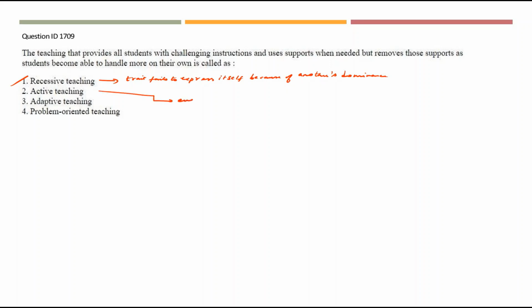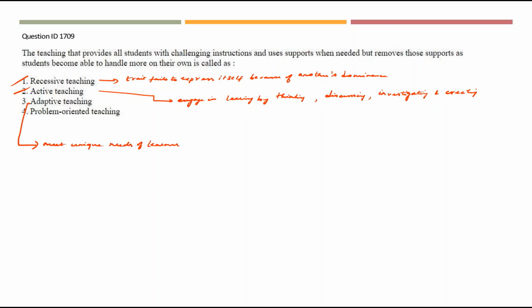Active teaching. This method will engage in learning by thinking, discussing, investigating and creating. In class, students practice skills, solve problems, struggle with complex questions, make decisions, propose some solutions and explain ideas through writing or discussions. So all kinds of activity will take place in active teaching. This is also not talking anything about a support system. So we'll rule this out. Adaptive teaching. This tailors the instruction to meet the unique needs of each learner.